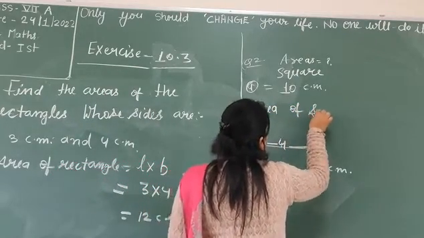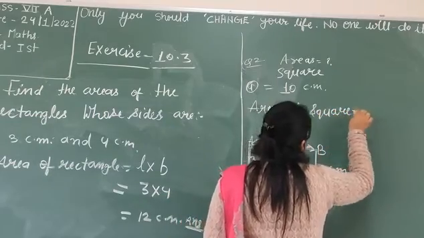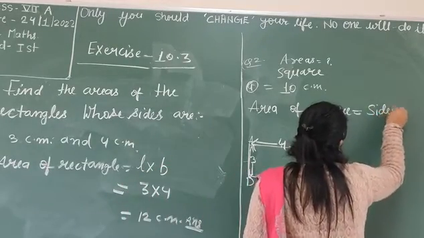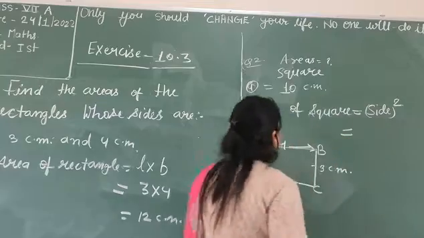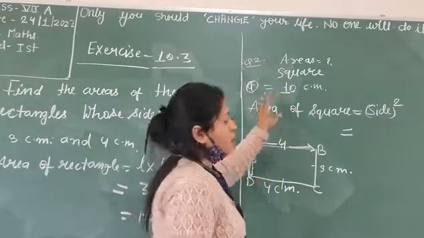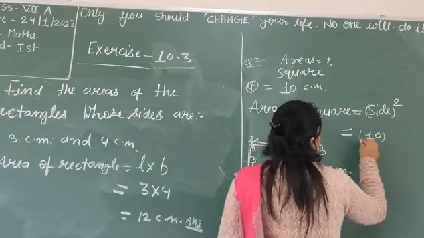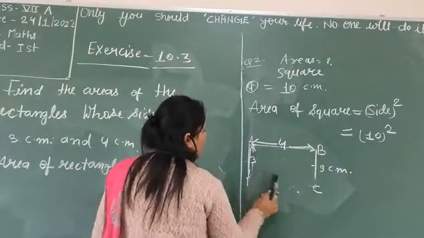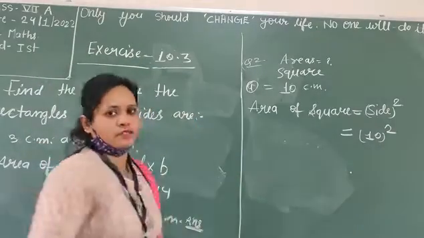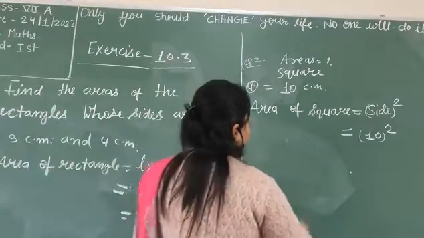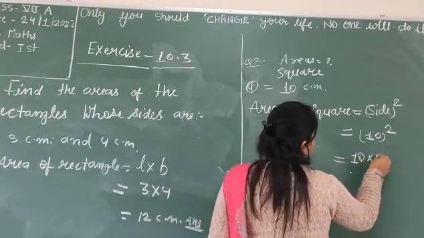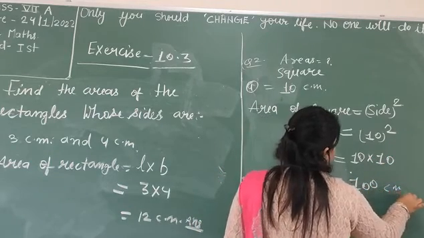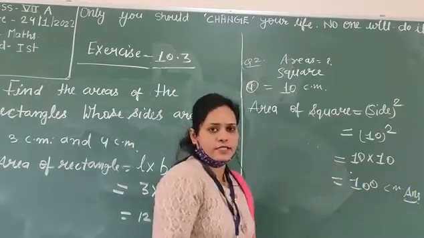Area of square equals side square. Side equals 10, so we have to put 10 squared. 10 squared means how many times do we write 10? Yes, 2 times. So how do we write it? 10 into 10, which is 100. Centimeters squared will be the answer.